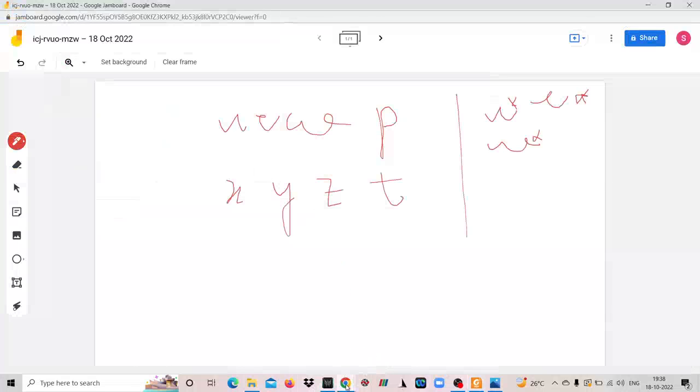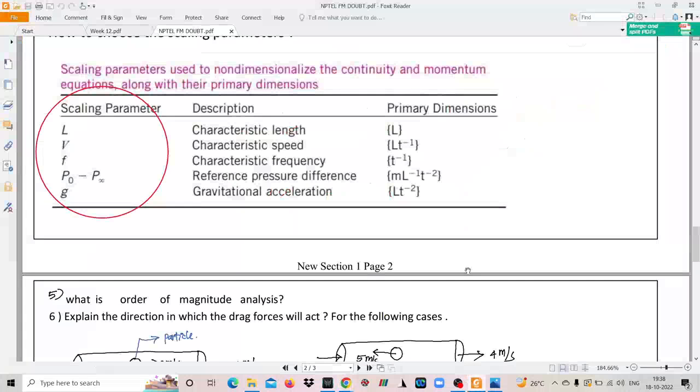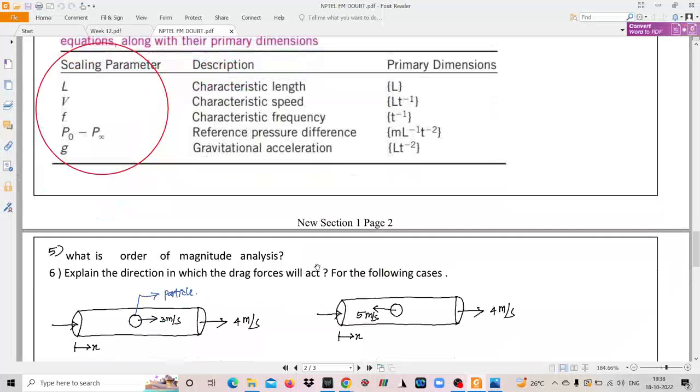First of all, I explained the Knudsen number just to help you understand the importance of characteristic length, and then I answered your question. So that is nowhere related to the selection of the characteristic length. Okay, understood. Then, what is the order of magnitude analysis?